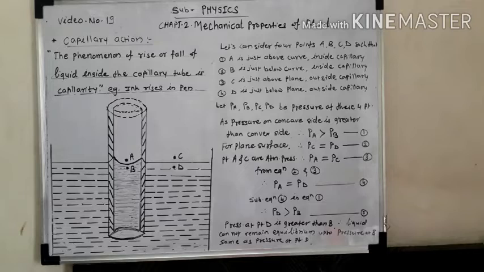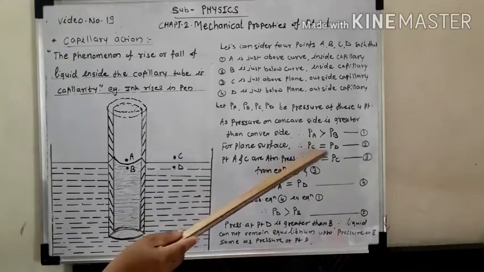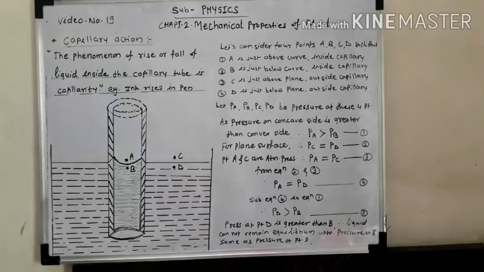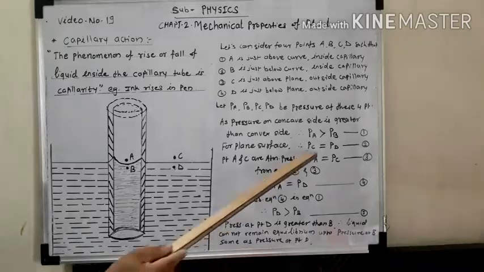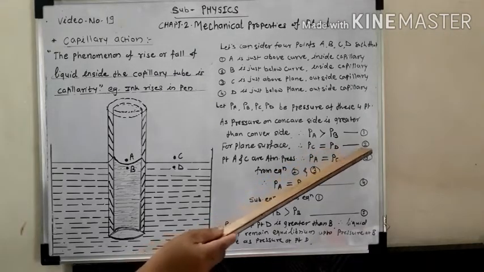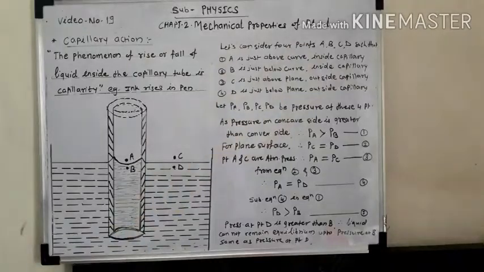Now the points C and D, as shown in the diagram, are at the plane surfaces and there is no pressure difference. Therefore, the pressure at points C and D are the same, so we can write PC is equal to PD. This is equation number 2.